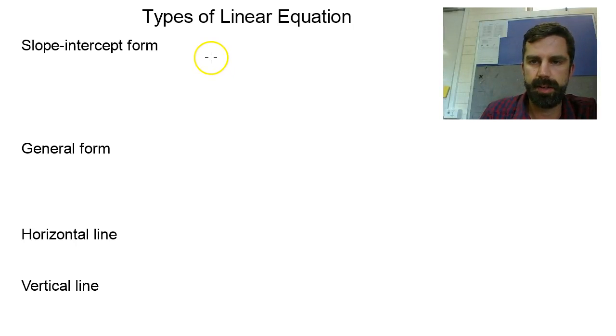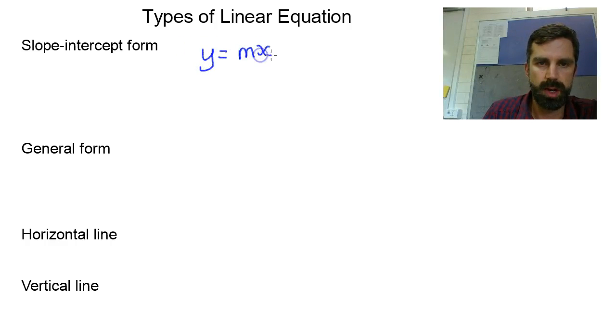Hi guys, in this video I'm going to talk about the 4 different types of linear equation. Just a reminder, linear equations are equations where if they're plotted onto a graph, we'll generate a straight line. The first one is one you'll probably be very familiar with, slope-intercept form.